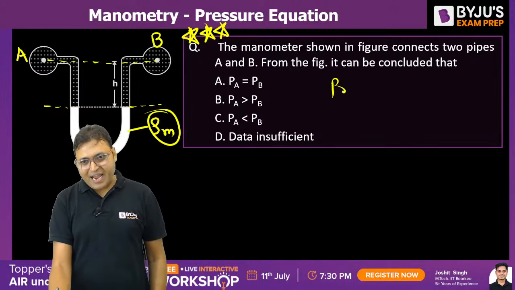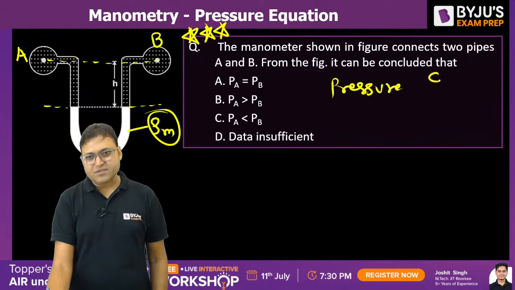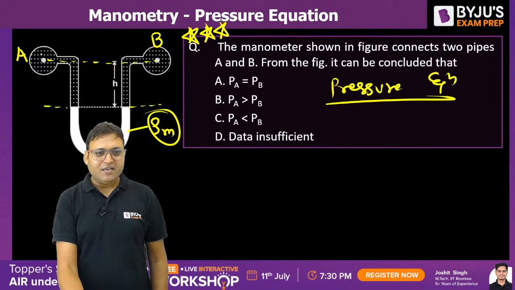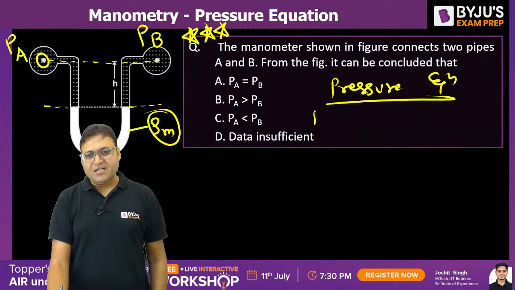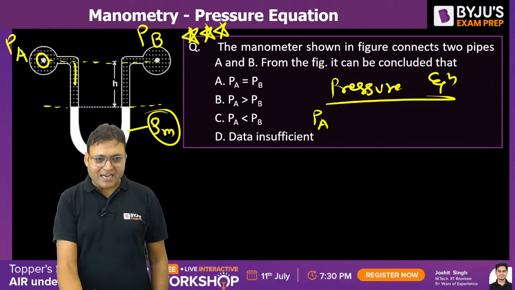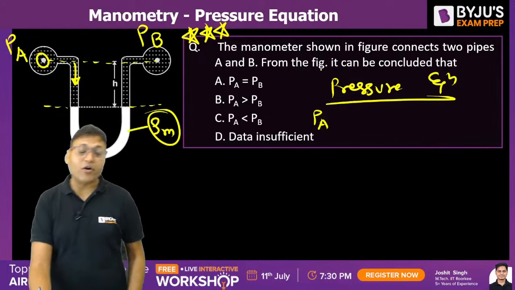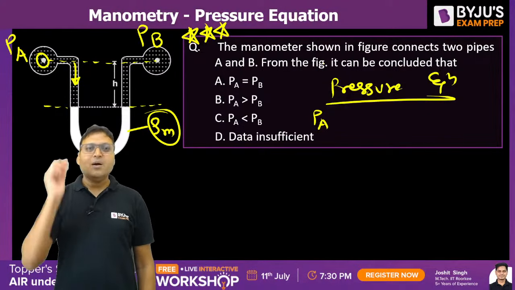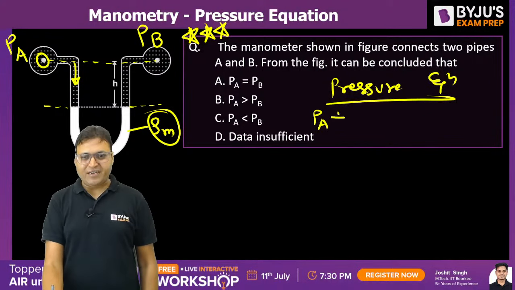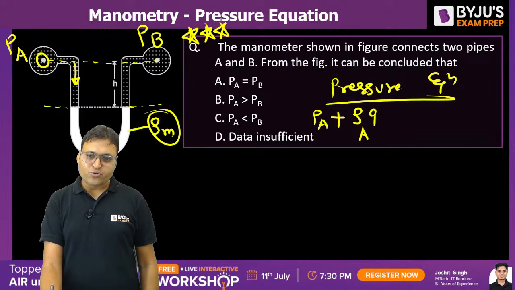So if we write the pressure equation, the pressure at A is, let us say, PA, pressure at B is PB. So we start with PA, we are traveling in downward direction. According to hydrostatic law, in a static incompressible fluid, pressure increases linearly with depth. So pressure will be more than PA. Then density of the fluid A into g into h.